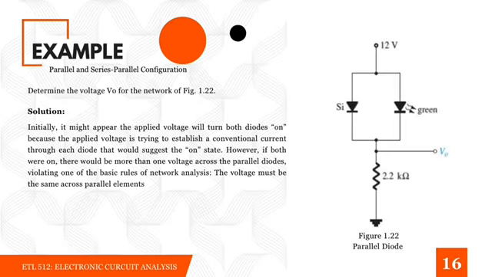Next is example 3. Determine the voltage VO for the network of Figure 1.22. Initially, it might appear the applied voltage will turn both diodes on because the applied voltage is trying to establish a conventional current through each diode that would suggest the on state. However, if both were on, there would be more than one voltage across the parallel diodes, violating one of the basic rules of network analysis. The voltage must be the same across parallel elements.